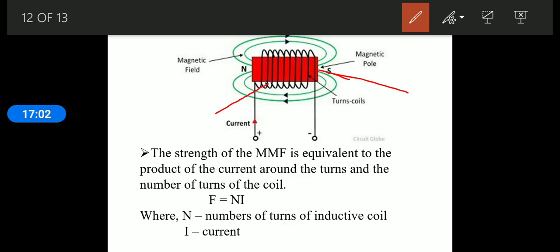N is the number of turns of the coil, and I is the current flowing through the coil or conductor. The strength of the MMF is equivalent to the product of the current and the number of turns of the coil. That is F equals N I. N means the number of turns of the coil, and I means the current flowing through the coil or conductor.